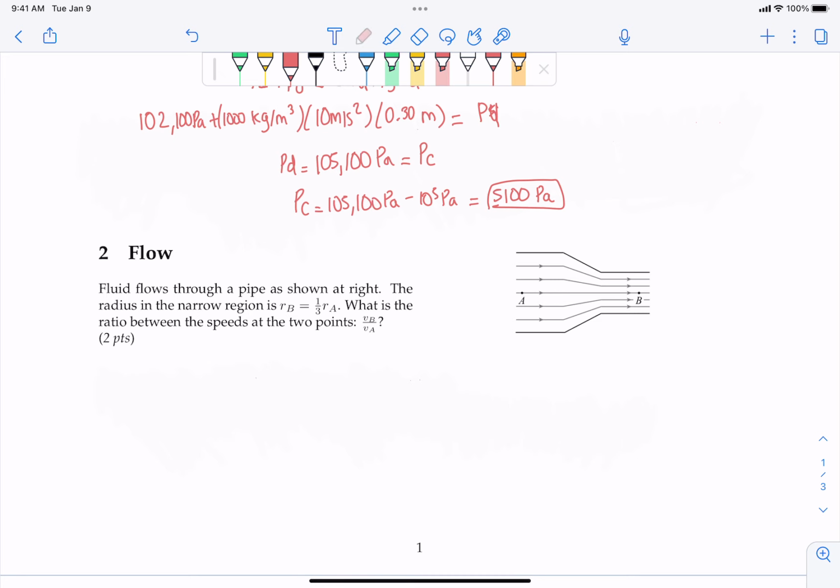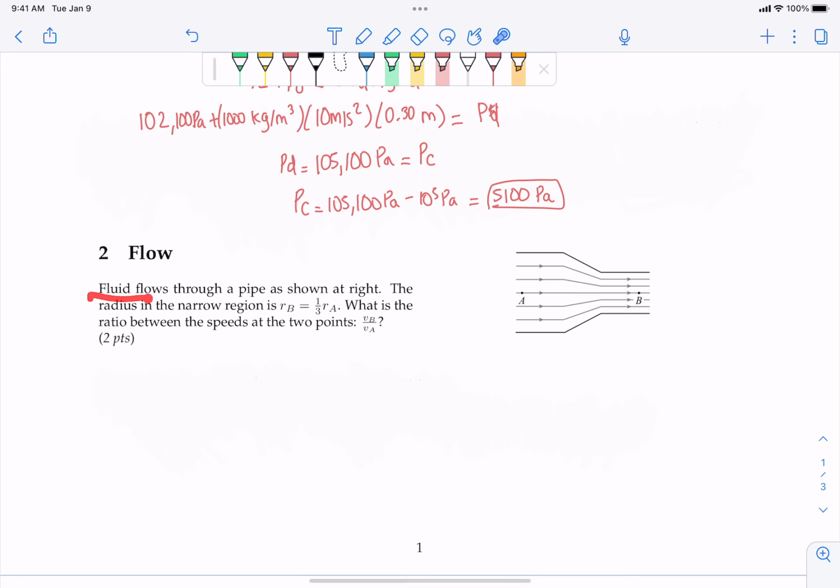This is flow. It says fluid flows through a pipe as shown at the right. The radius in the narrow region is 1/3 RA, so RB is equal to 1/3 RA. What is the ratio between the speeds at the 2 points, VB over VA? So we have RB equal to 1/3 RA, and we're trying to figure out the ratio of the speeds.